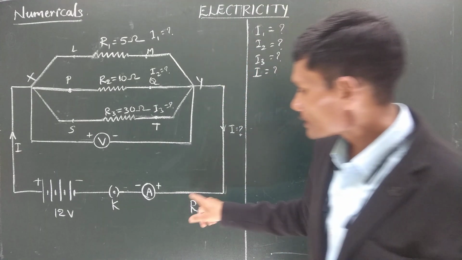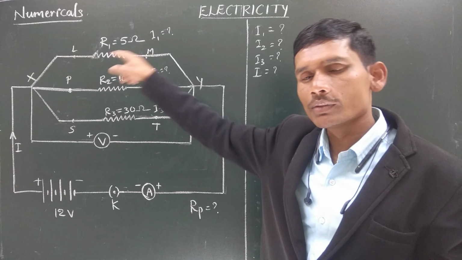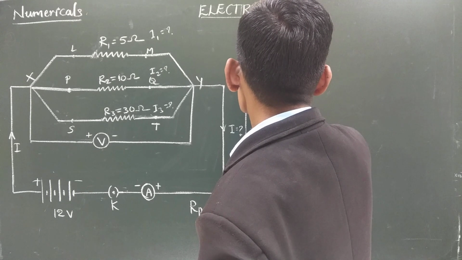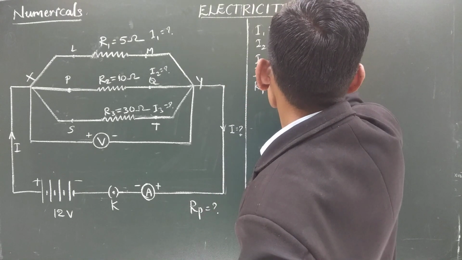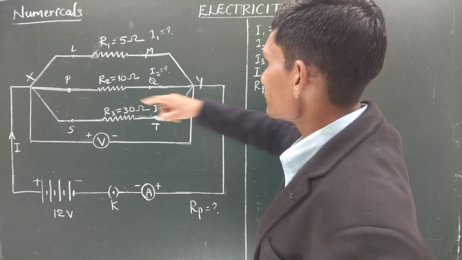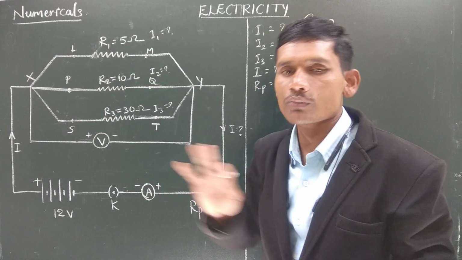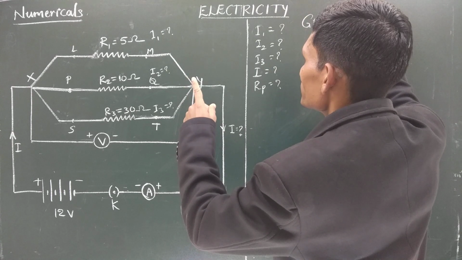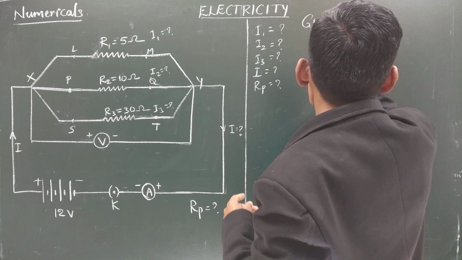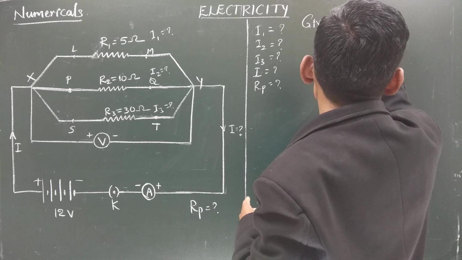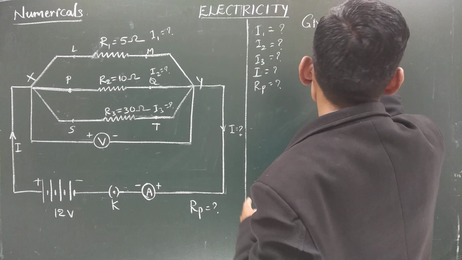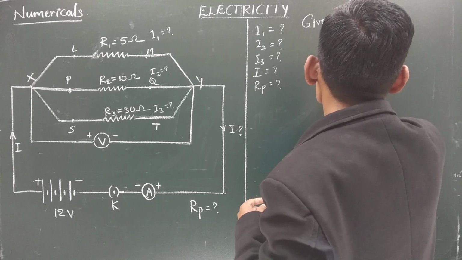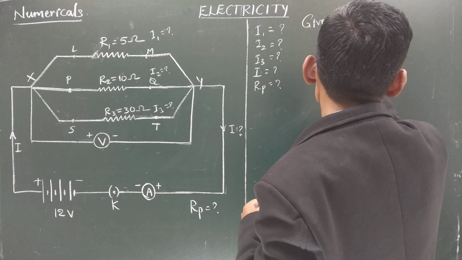Next, the total resistance in parallel. What will be that effective resistance in the circuit? That can be calculated. So let us write it like this: Rp is equal to what? Then what is given? One resistor and the potential difference, both they have given. So in given, R1 is 5 ohm, R2 is 10 ohm, R3 is 30 ohm. These are given and potential difference is also given, 12 volt.